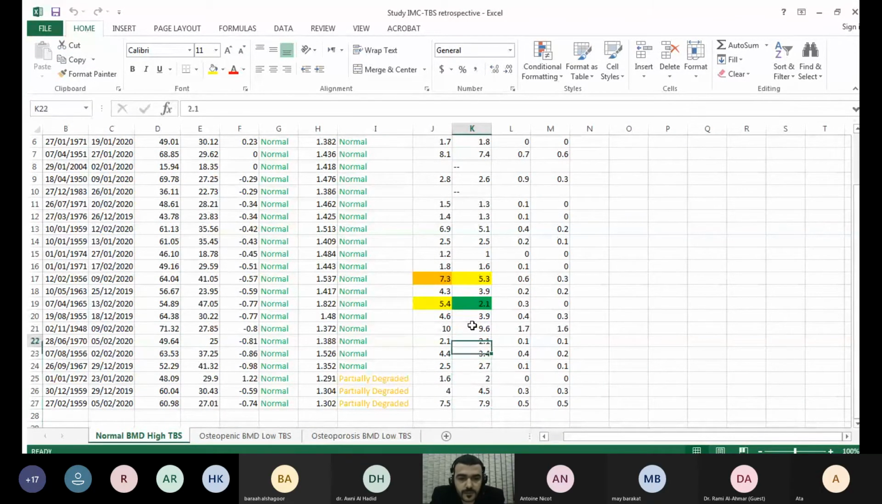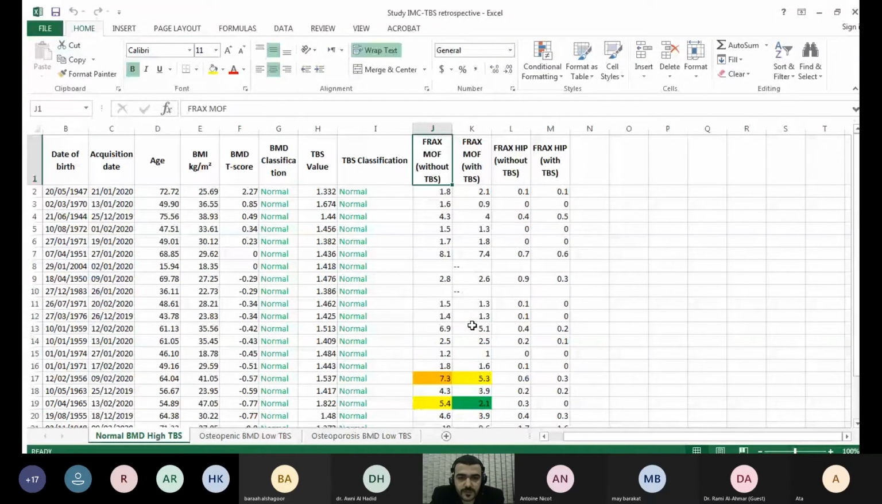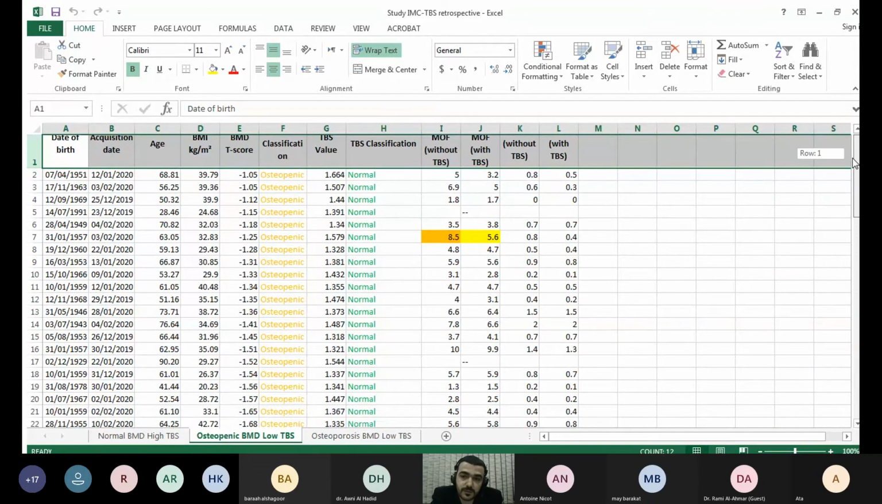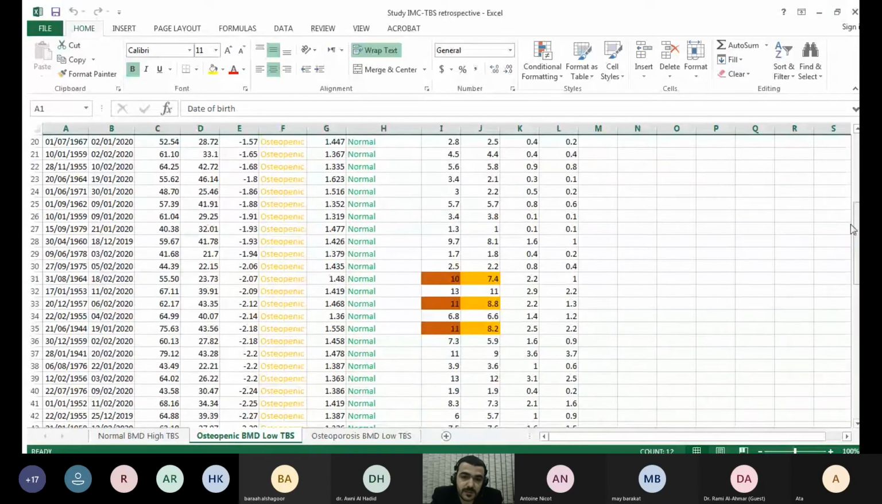And here we have, for example, this patient. His major FRAX was 7.3. It decreased because he has a good TBS, as well as this patient. But here we had 5.4; it became 2. Okay, let's take some osteopenic BMD. This patient, for example, was 8.5 because he was overestimated. His true value is 5.6 because he had good distribution of bone and a good TBS.